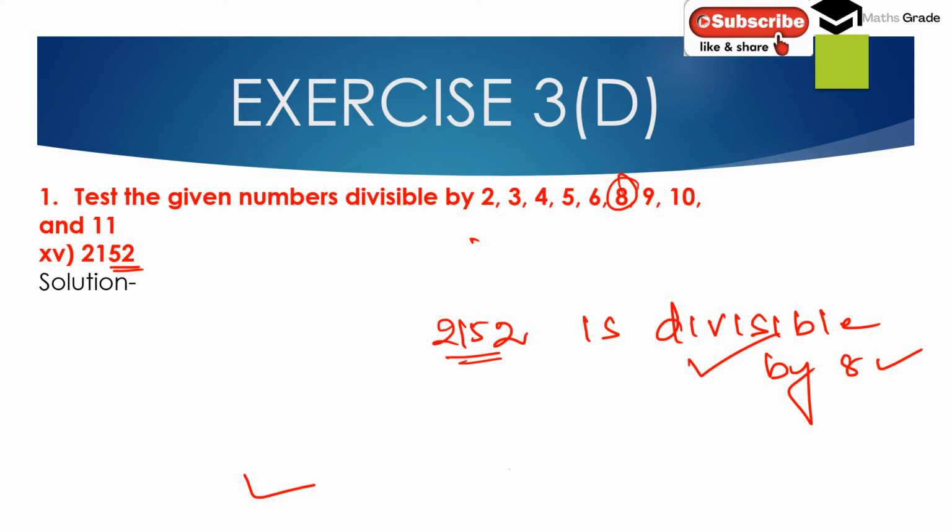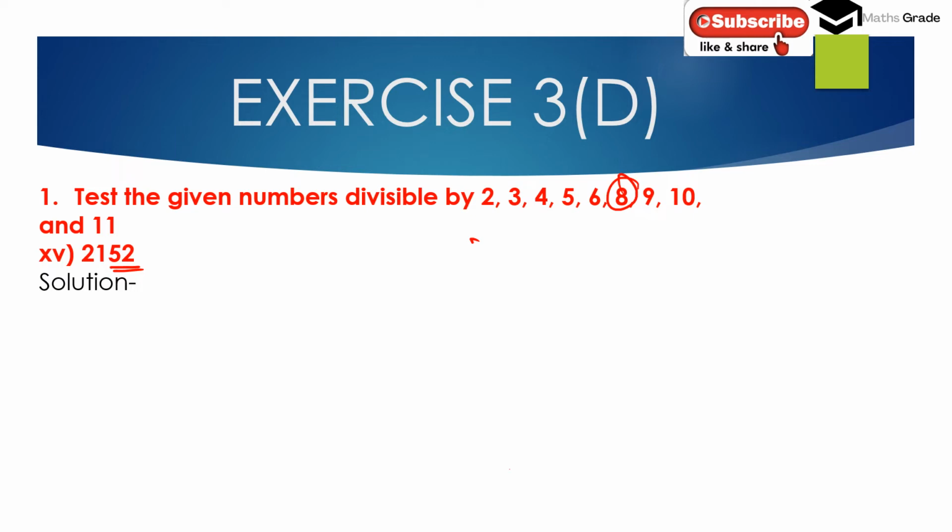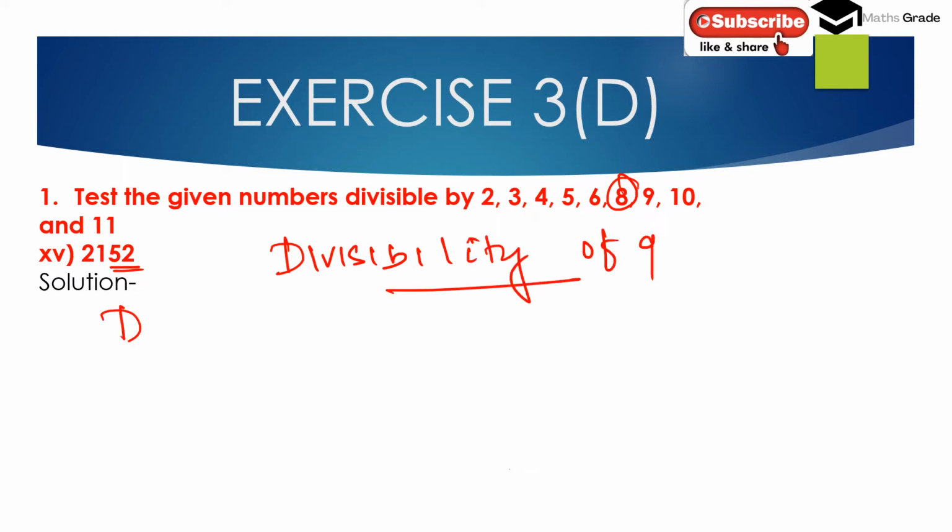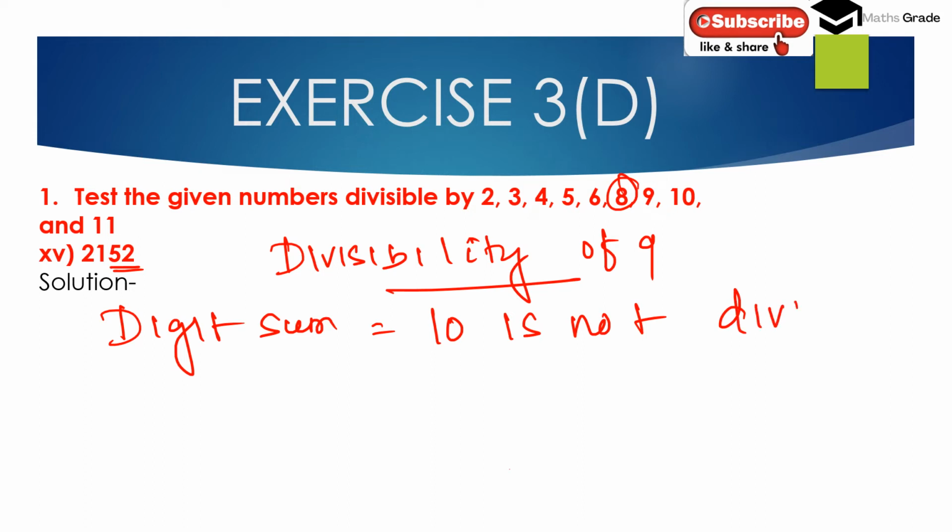Now we will check whether the number is divisible by 9 or not. Divisibility of 9: the sum of digits, that is the digit sum of the number, is 2 plus 1, 3, 3 plus 5 is 8, 8 plus 2 is 10. And 10 is not divisible by 9. So 2152 is not divisible by 9.